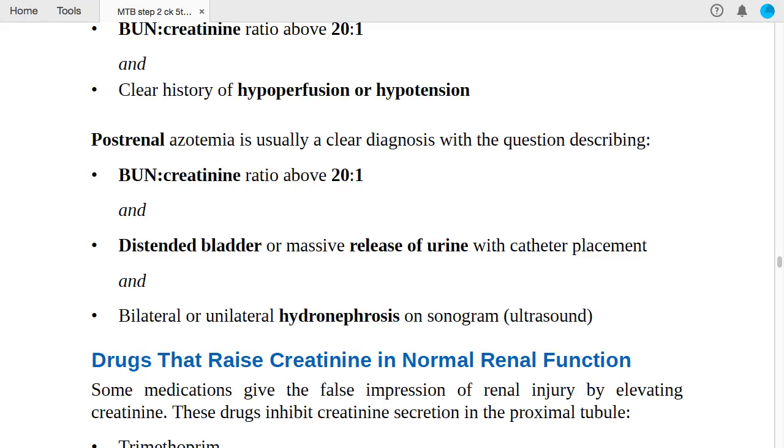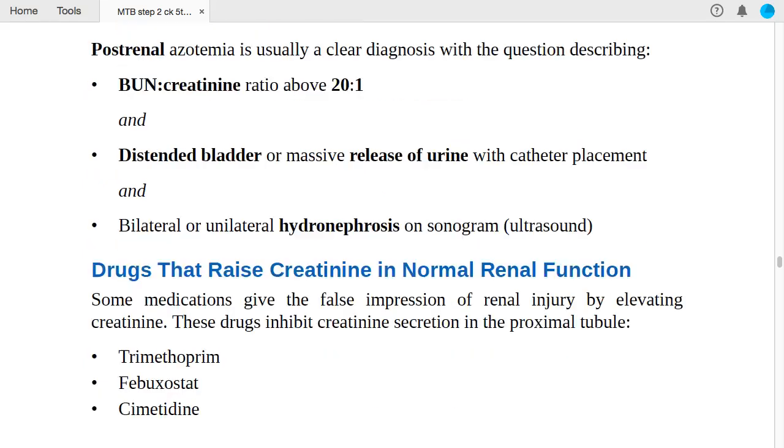And when you go for unilateral or bilateral hydronephrosis, you will do the sonography, the ultrasound, and confirm that hydronephrosis, either unilateral or bilateral, is there. So definitely it's a case of post-renal azotemia.